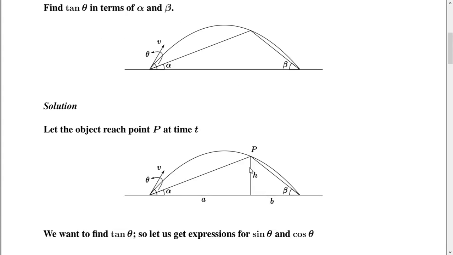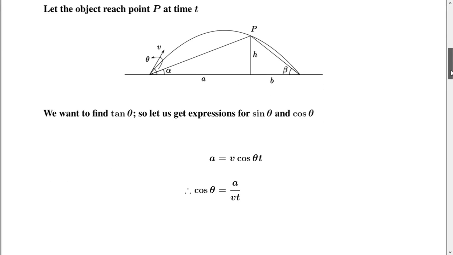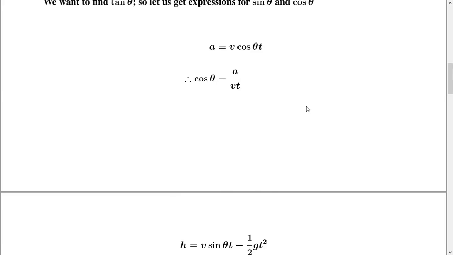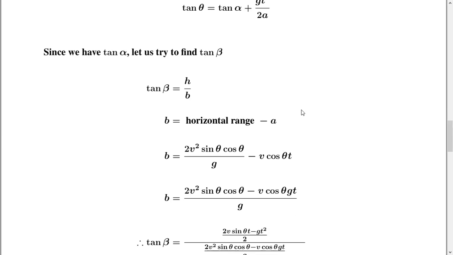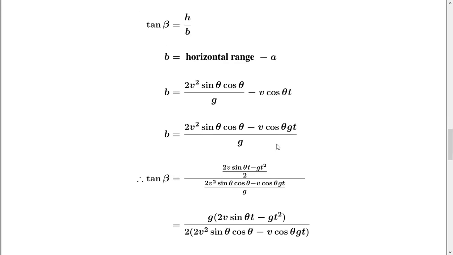Tan beta is nothing but h by b. We have an expression for h. We need to find an expression for b. B is nothing but the horizontal range minus a, right? And the horizontal range is given by 2v square sin theta cos theta by g. And therefore this is what b is. So on simplification you get this.